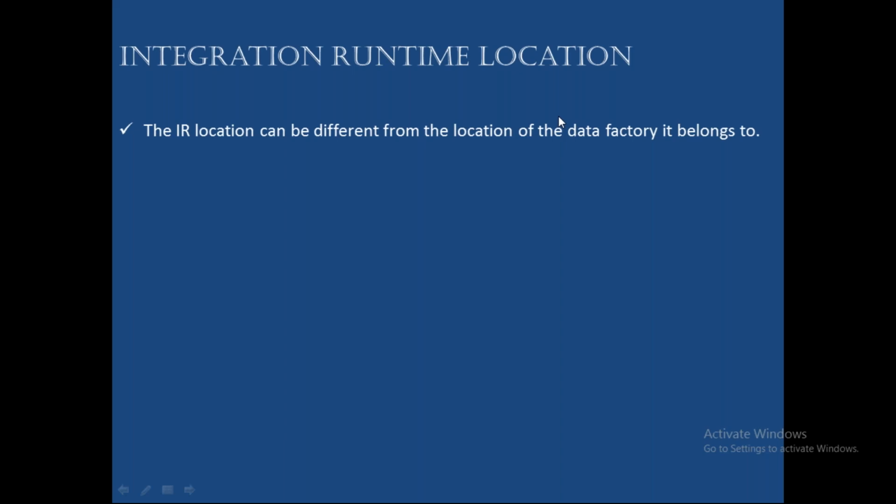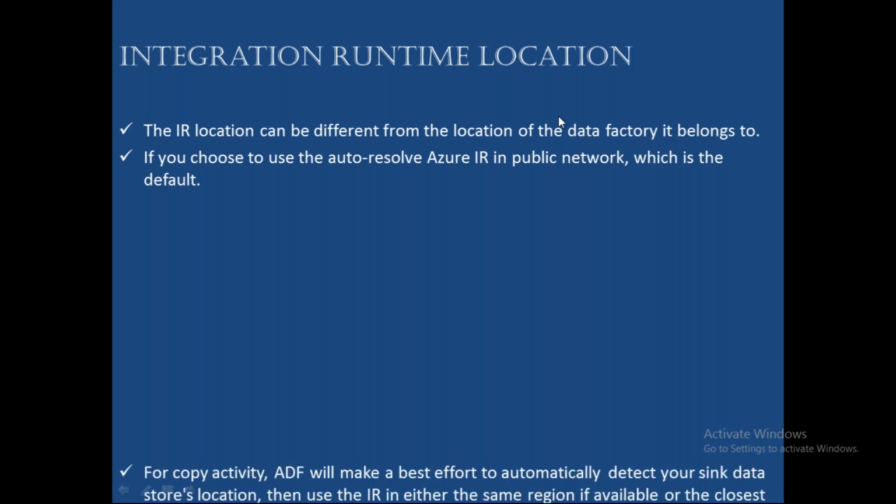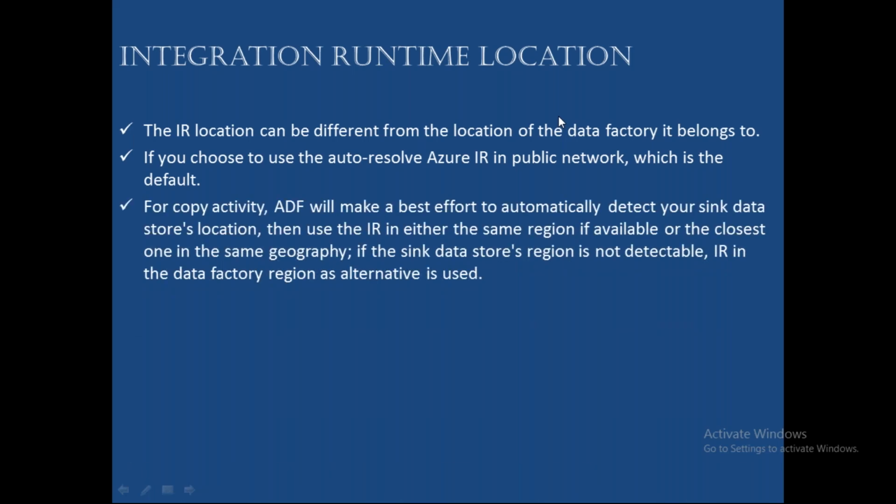It may be different. Next, if you choose to use the auto resolve Azure IR in public network, which is the default, what happens is, for copy activity, ADF will make a best effort to automatically detect your sink data store location. What is sink data store location? Your target, where you are copying this data. ADF will try its best to identify where you are copying data. So my target is US, let's imagine.